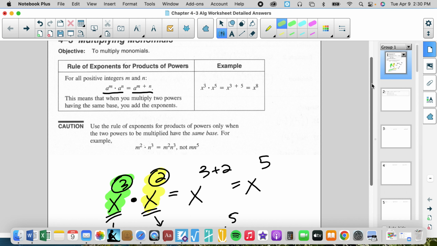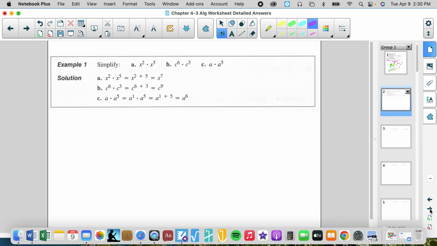Now, I like this important thing right here. This is a good caution. When they are not like bases, we cannot combine them. So this is the answer. This is just the answer. M squared times n cubed is just m squared n cubed. You can't combine those. Those are not like bases. We can only do like bases.